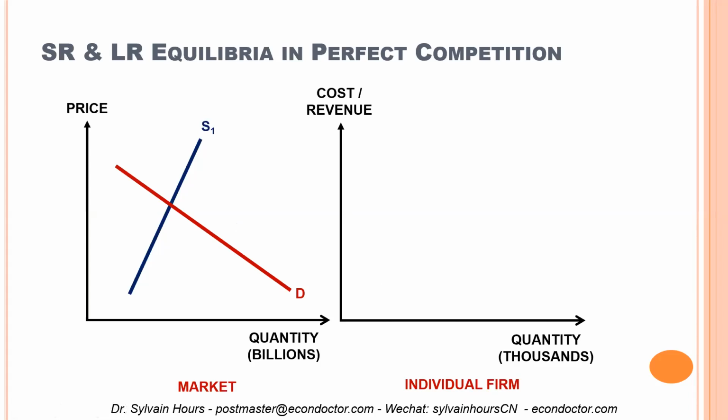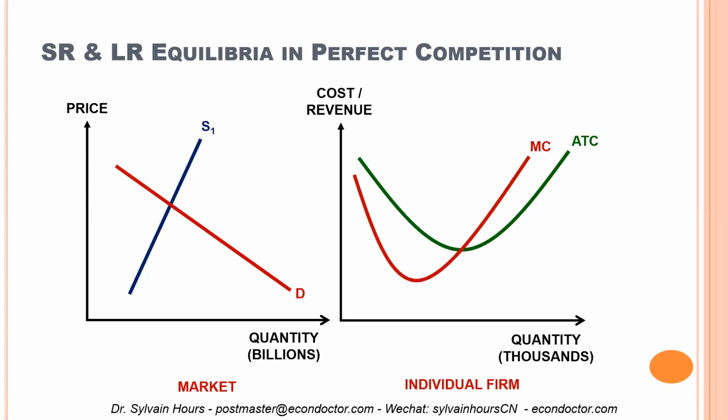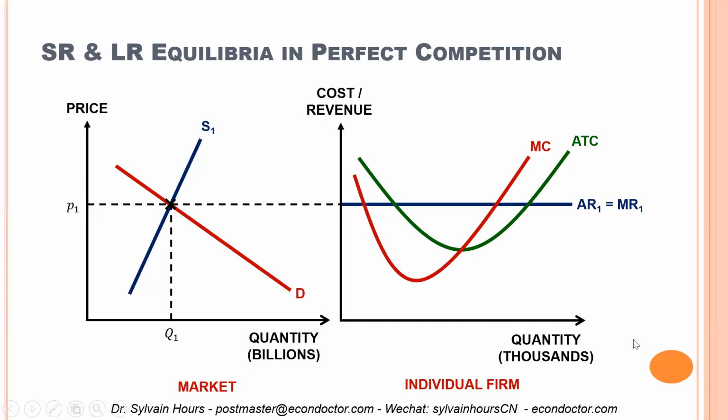So what do we have? We have first the cost curves, marginal cost and average total cost. And the market supply and demand determine the equilibrium price, P1, and the equilibrium market quantity, Q1. Then once we have this price, we have the individual demand curve.